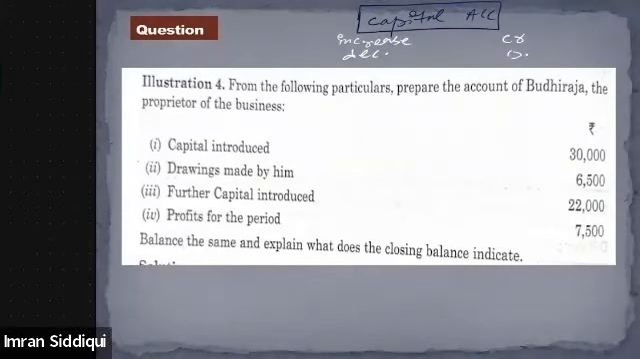Correct. All right. Now you also need to understand what causes increase or decrease in the capital. We also covered this topic earlier, I think in chapter number 2, where I've told you that whenever there is a profit earned by the business, it increases the capital. Whenever there is a loss, it reduces the capital. Further capital being introduced always increases the capital. Drawings made by the proprietor from the business reduce the capital.